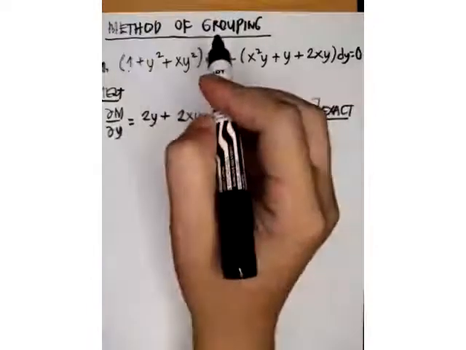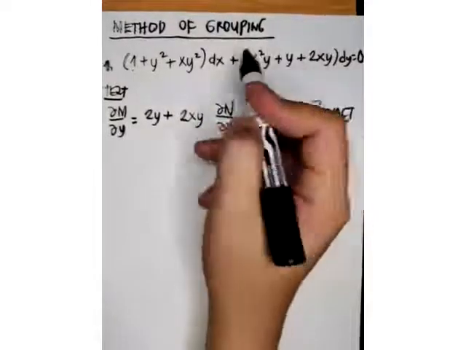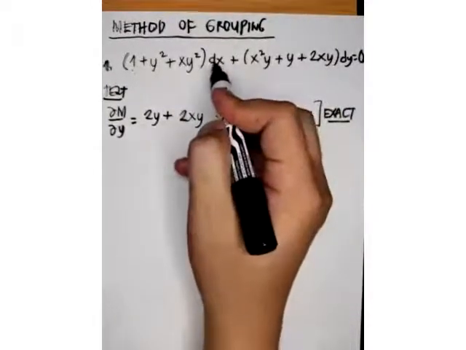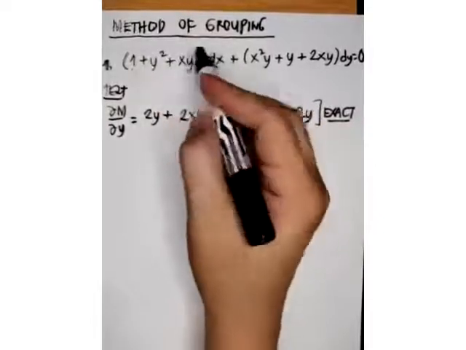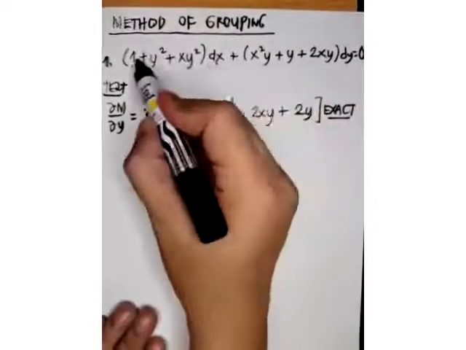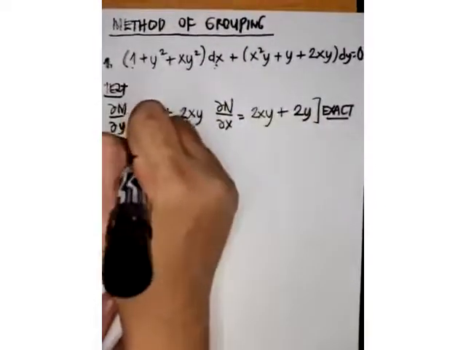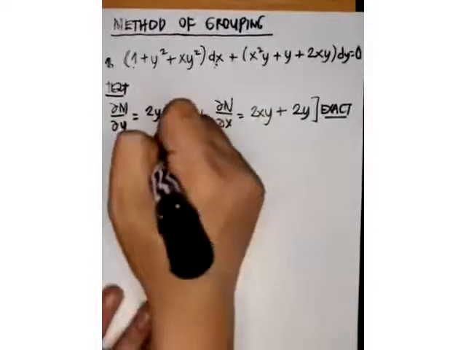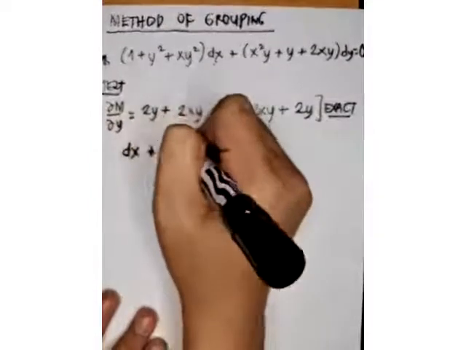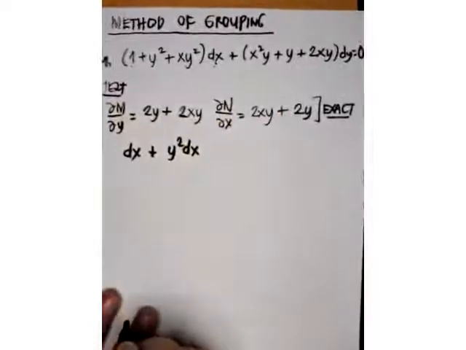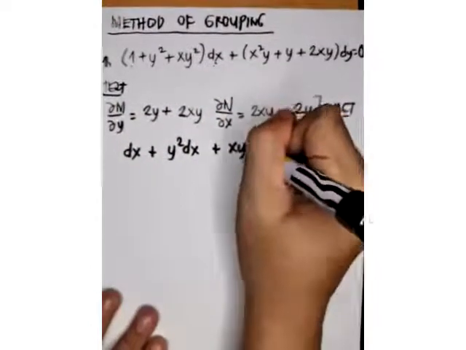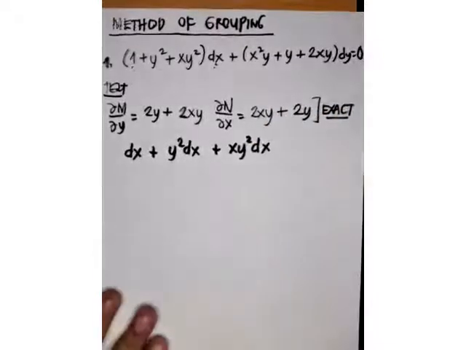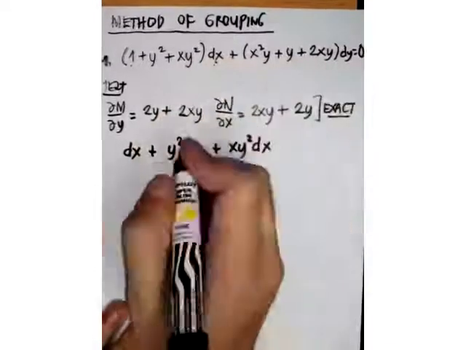So, next step ay, class, nakikita niyo yung dx and dy. Ang gagawin nyo lang is i-distribute niyo yung dx and dy doon sa lahat ng term. Okay? Distribute nyo lang. So, halimbawa, dx times 1. So, that will be dx. Okay, plus y squared dx. Plus x y squared dx. Distribute.